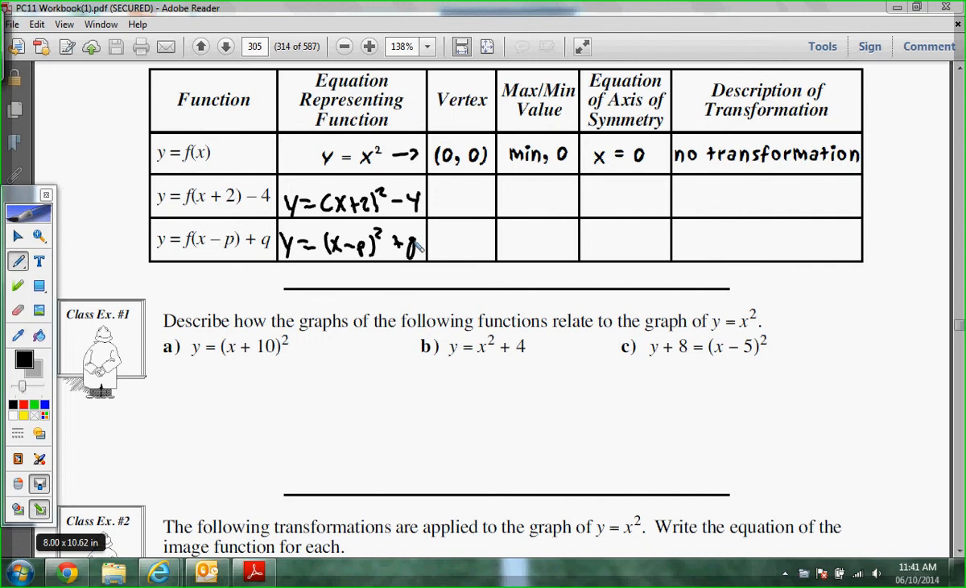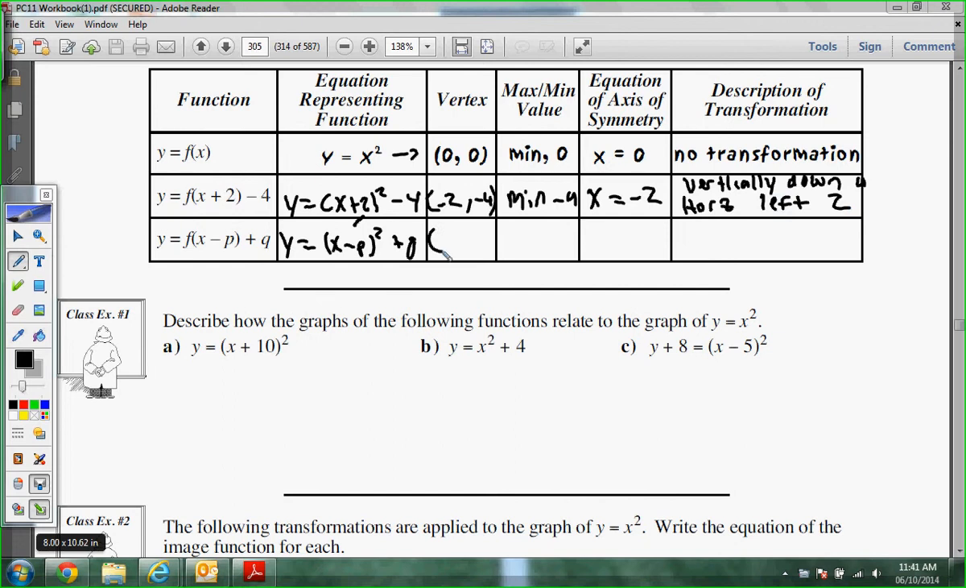For the vertex, we had 2 movements, so the vertex is going to move quite a bit. It's going to be negative 2, because it's the opposite of here, and negative 4. It's still a min, and my y value is negative 4. My axis of symmetry did move. It is negative 2 now. So we moved vertically down 4, horizontally left 2.